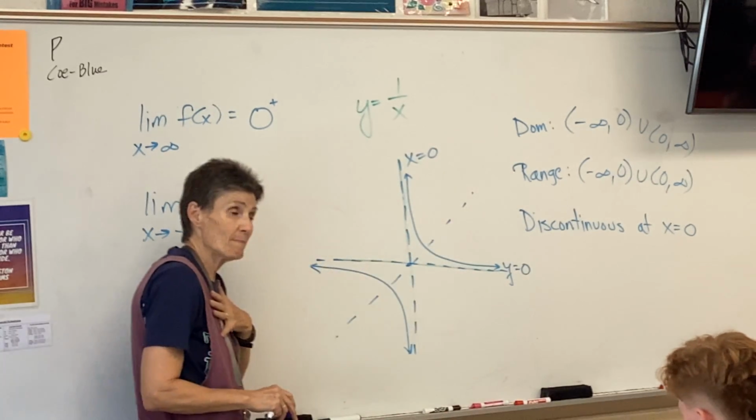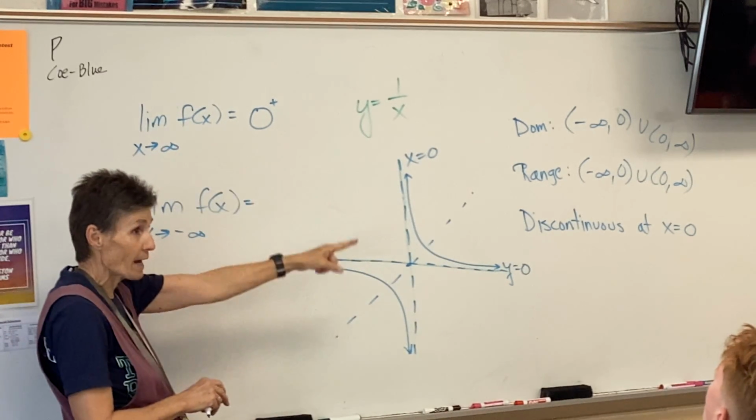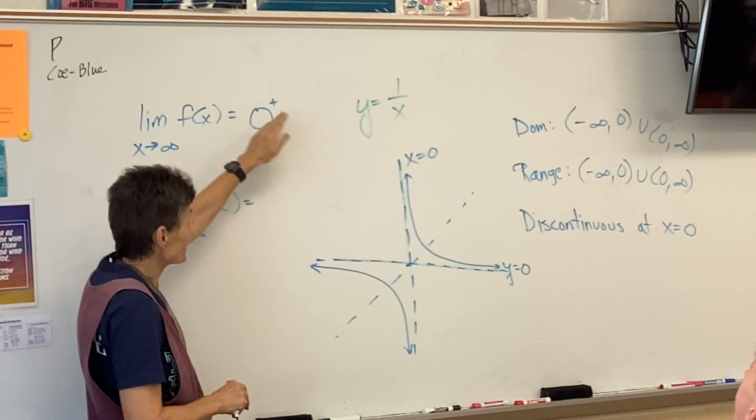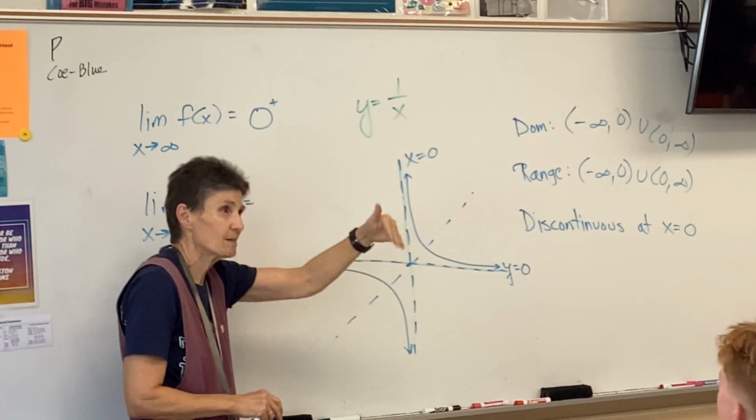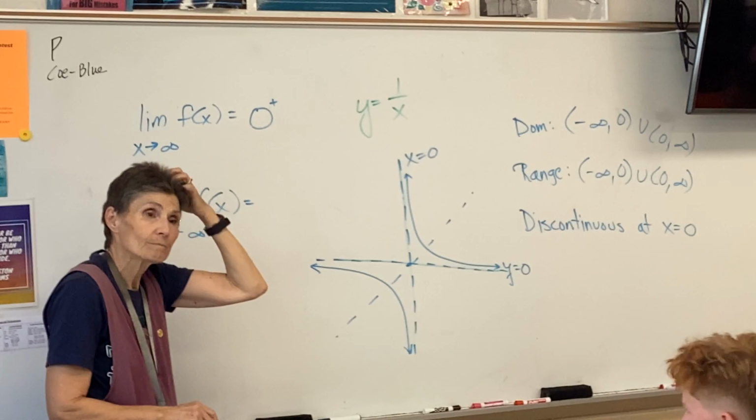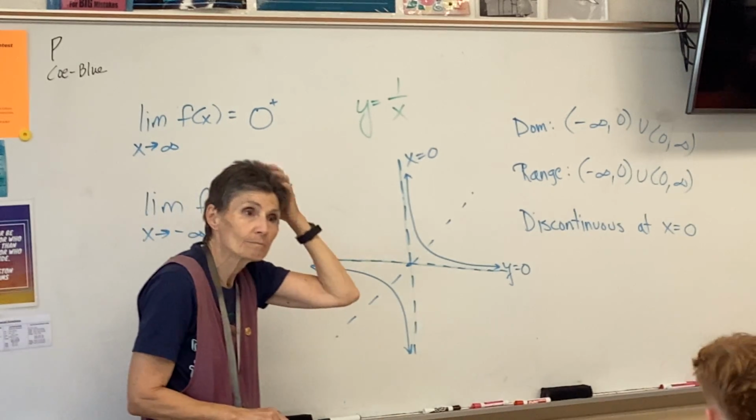So when we're describing this, we're going to say, to the right, we are approaching 0 from the top, positive numbers. You get marked wrong if you forgot the plus sign.